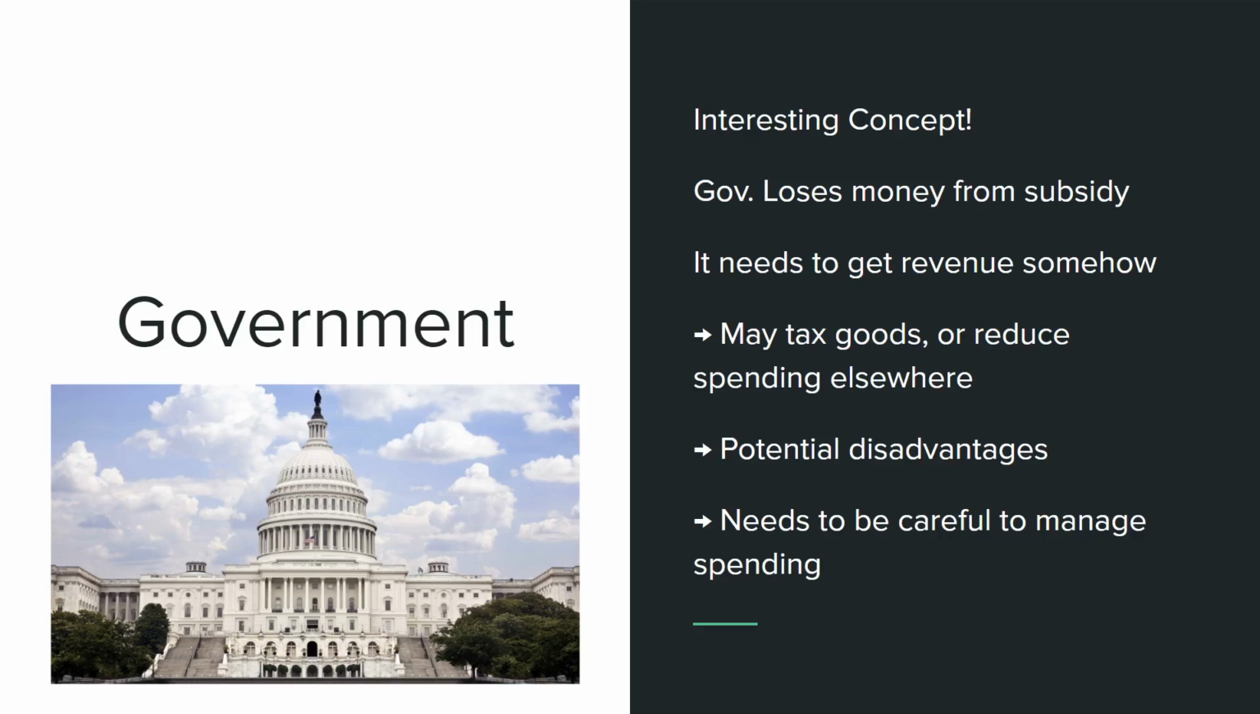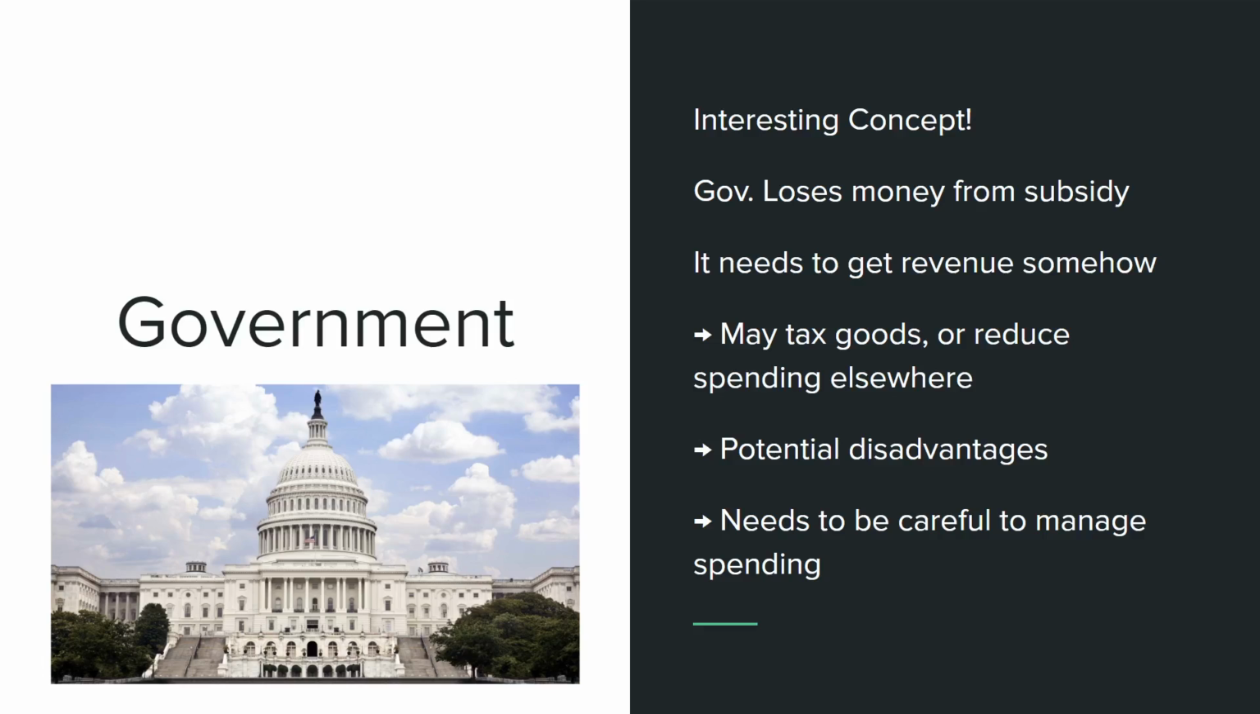So there's a lot of ways that the government can do this. The first is that they may use a government interventional policy, such as the first one we just learned, which was taxes. Remember that gives government revenue. Or they may reduce spending elsewhere, which means they may reduce funding for maybe education, military, healthcare, so many different possibilities. So there's a lot of potential disadvantages, right?